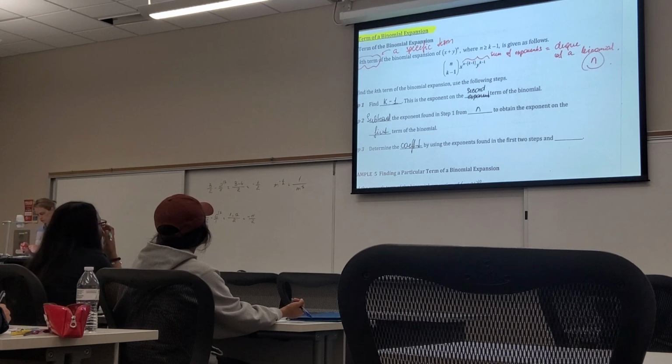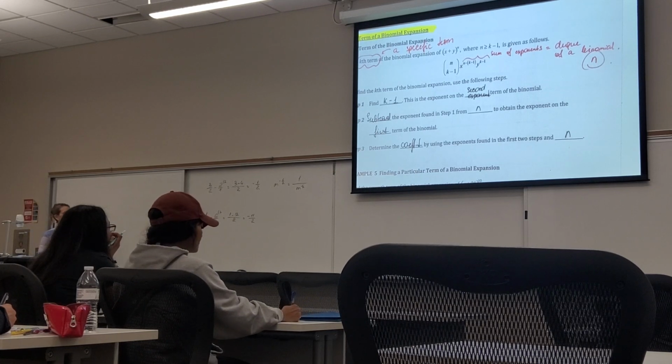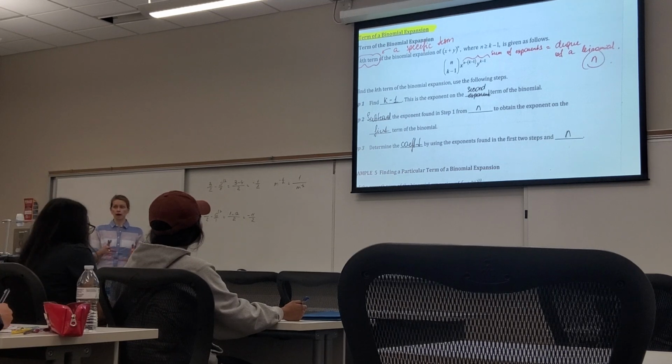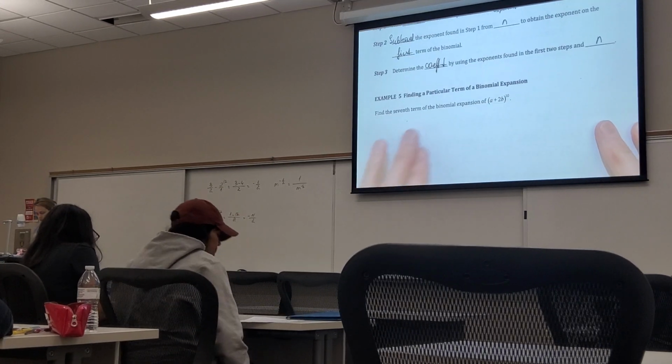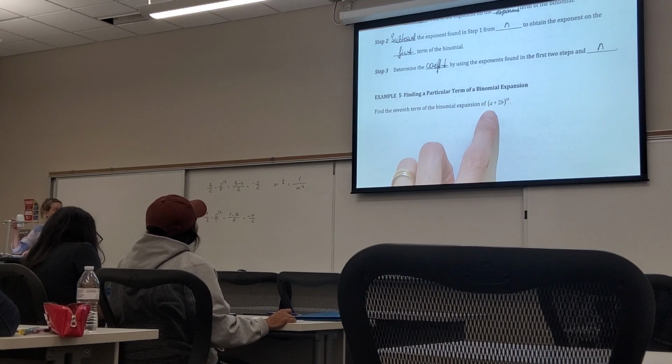Determine the coefficient using exponents found in the two steps and knowing this n. Okay, let's practice. Because it's easy, it's just common sense. Question is where to start. So let's look. Find the particular term of binomial in expansion, and binomial always will be given to you.